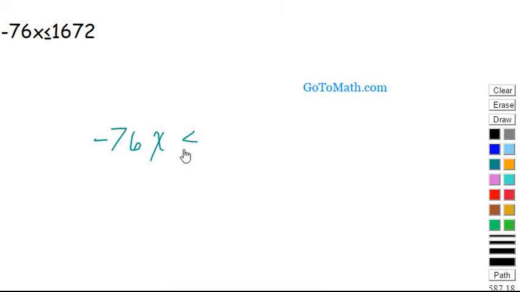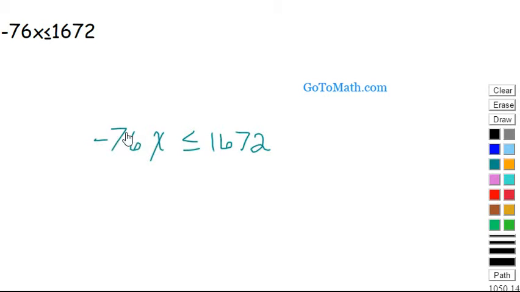X is less than or equal to 1672. Alright, you're probably wondering why it's such a big number over there. Well, let's see if you can figure that out. Okay, so we have this negative 76x.